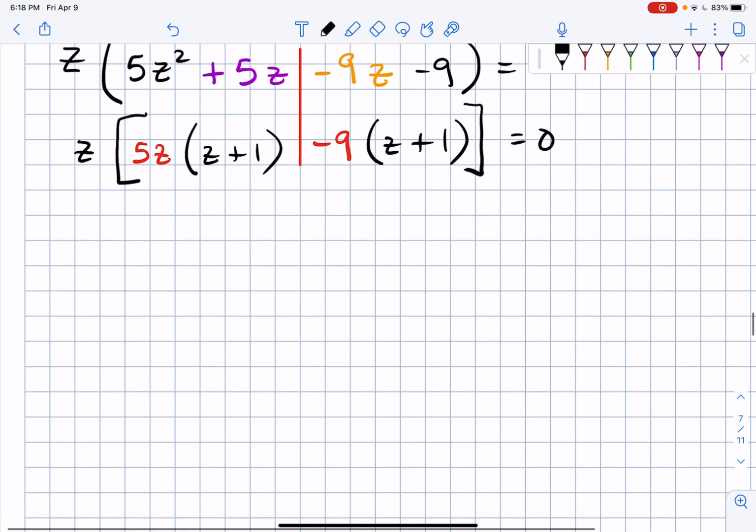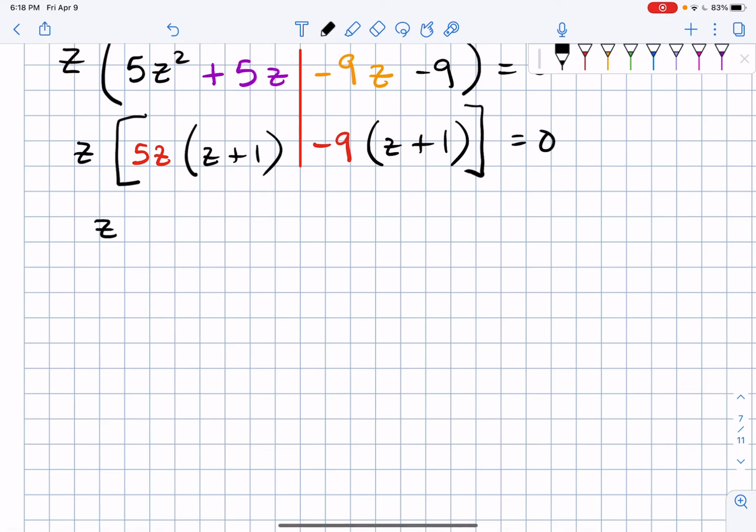With that z on the outside, so I'm going to have z. And then what's in common inside the square bracket is the z plus 1. What do I have left is the 5z minus 9 is equal to 0.